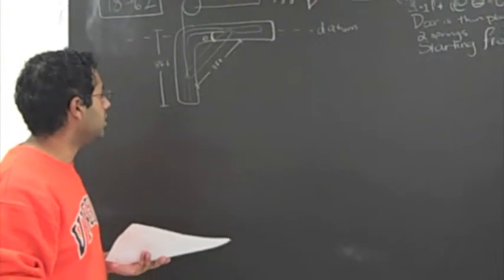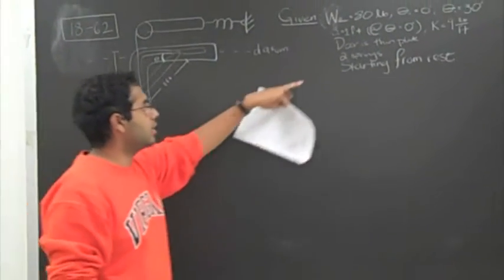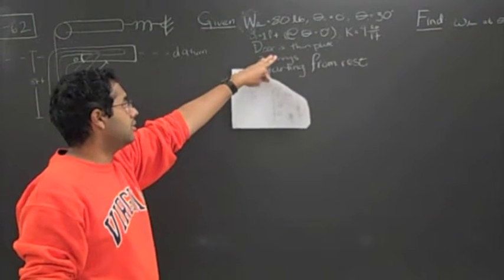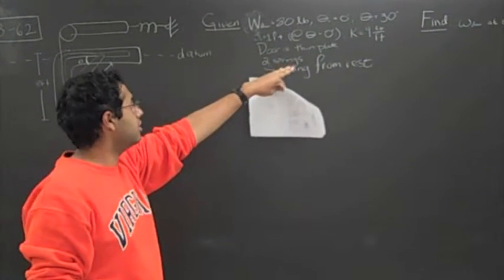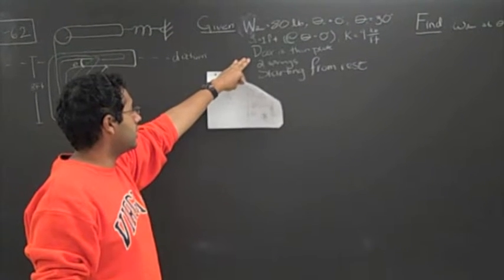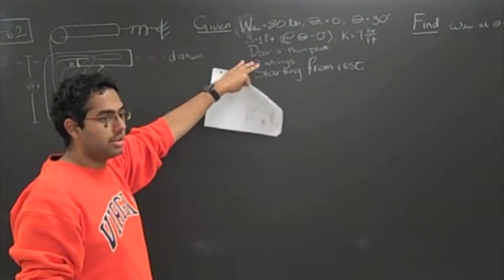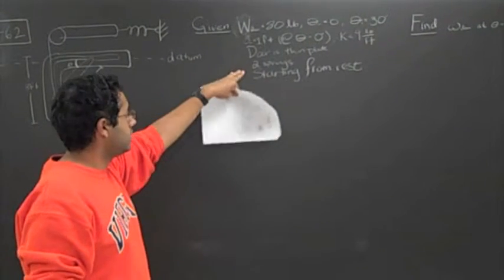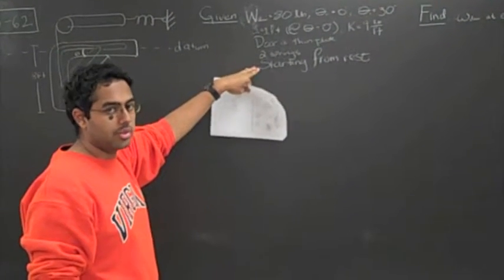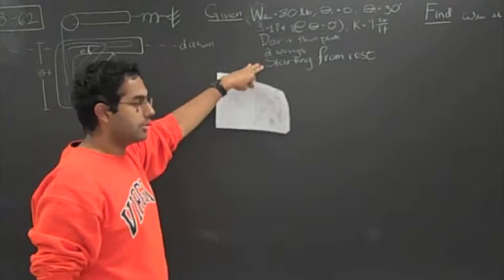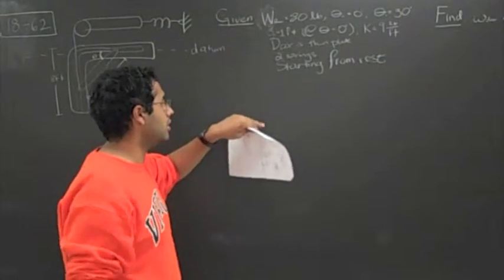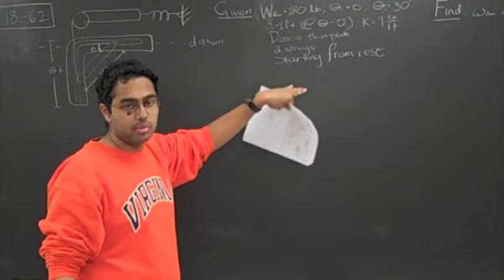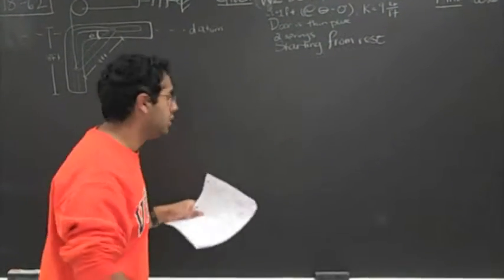What we are given is the weight of the door, 80 pounds. Theta naught is equal to 0 degrees. Theta 1 is equal to 30 degrees. The original stretching of the spring is 1 foot at theta equals 0. K of the spring is 9 pounds per foot. The door is a thin plate, which helps us find I. There are 2 springs, one on each side of the door, and the door starts from rest. So we know that the original V is equal to 0.